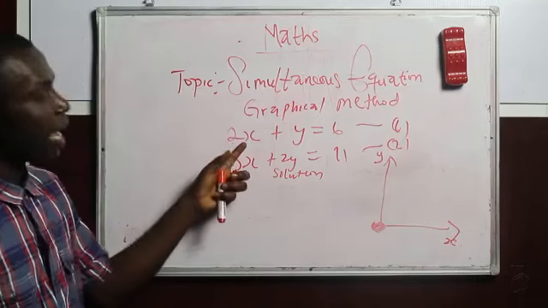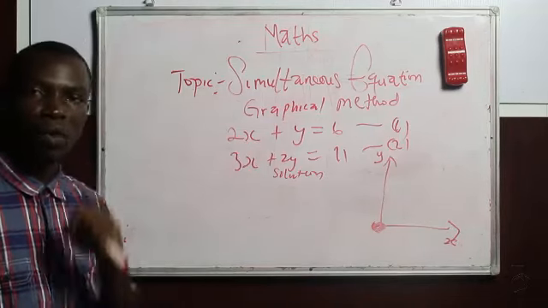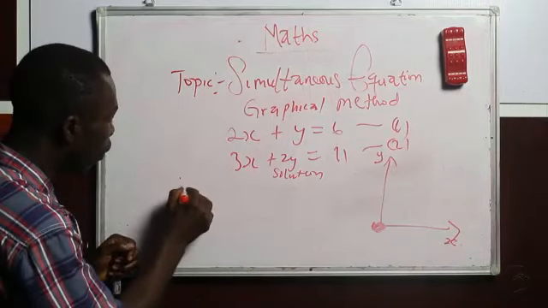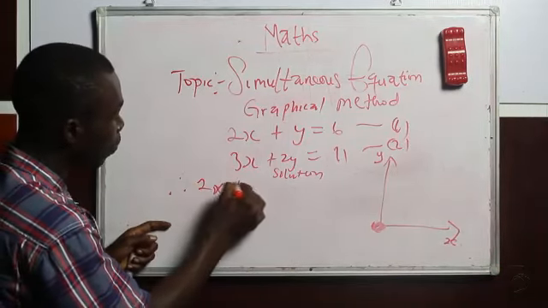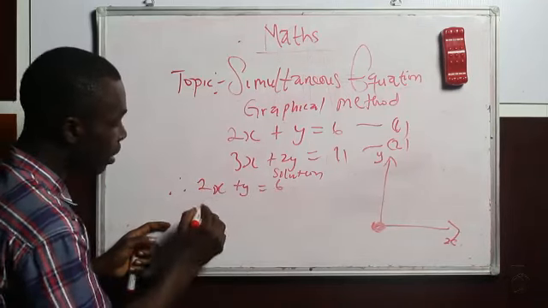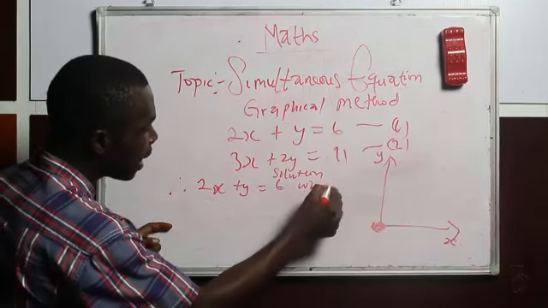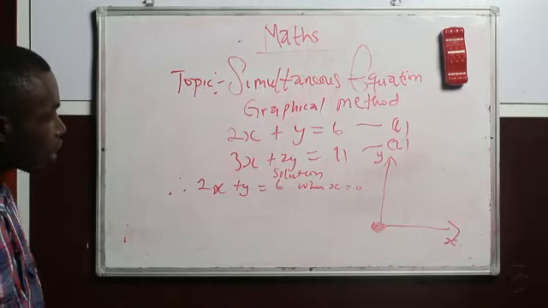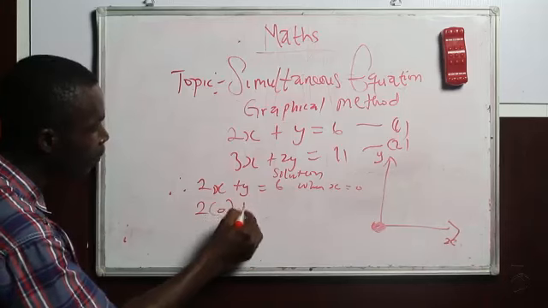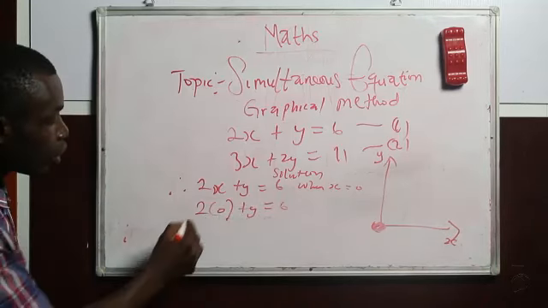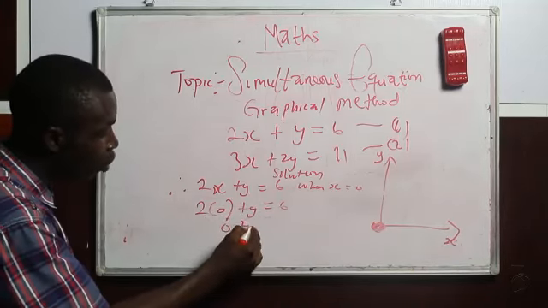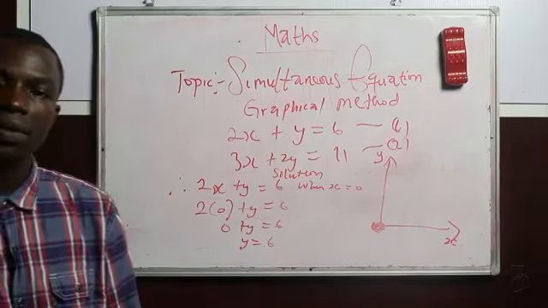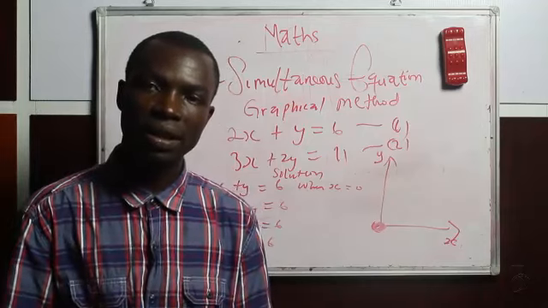Now, make x equal to 0 and find y. Therefore, 2x plus y equal to 6. When x equal to 0, what is y? 2 times 0 plus y equal to 6. 2 times 0 gives us 0, plus y equal to 6. Therefore, our y is equal to 6.